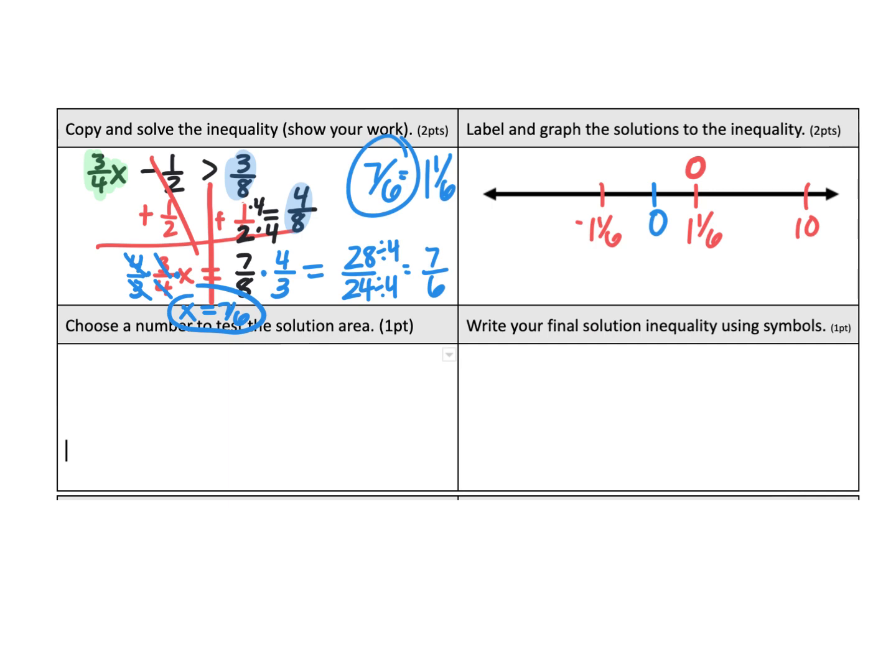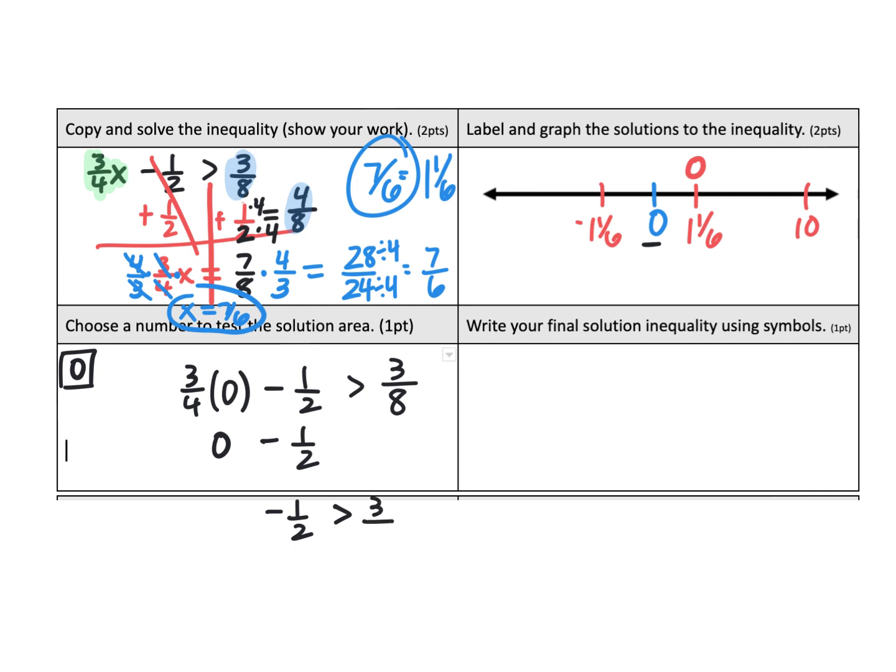Let's pick a number to test. 0 is a pretty easy one to test. So let's test 0 again. So I'm going to do 3/4 times 0 minus 1/2. Is that bigger than 3/8? Well, 3/4 times 0 is 0. Take away 1/2 is negative 1/2. Is negative 1/2 bigger than 3/8? Well, no negative number is bigger than a positive number, so the answer is no.